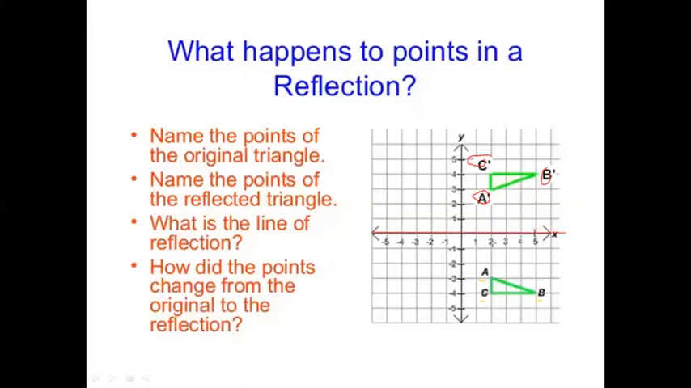Okay, so x-axis is the line of reflection. Take note how many, 1 2 3, 1 2 3. So the line of reflection is the x-axis. How did the points change from the original to the reflection? Okay, so the points do not change, only the orientation is changed. Okay, so that is it, so that we can now go to our activity. Okay, clear.